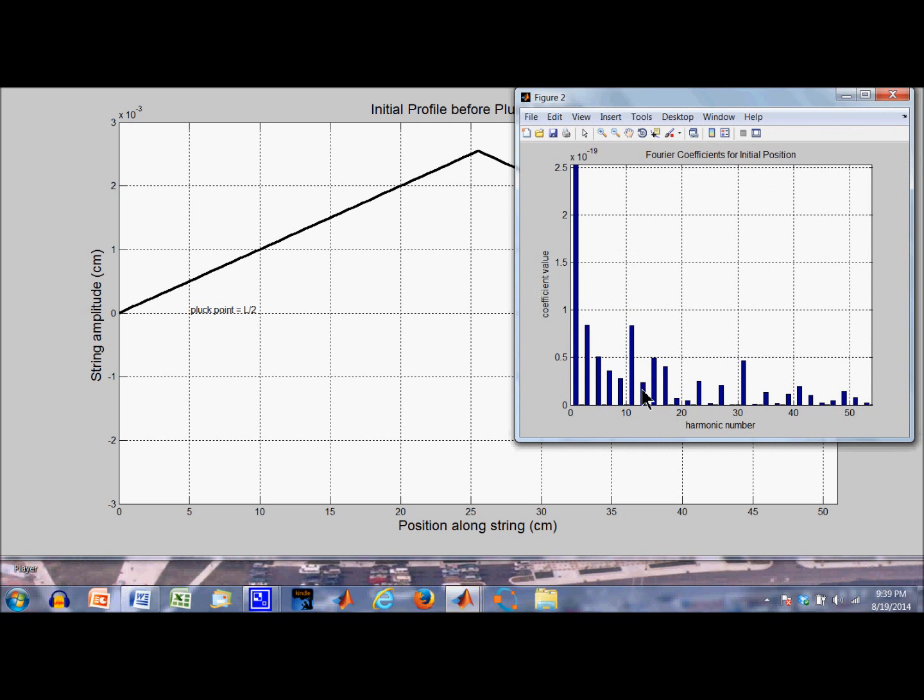Once again, we have to make this solution the way I chose to do it. You have to make an approximation of the initial position Fourier-wise, and here are the coefficients in the approximation. You can see all of the even harmonics are zero because this is a symmetric initial profile. So we're not going to see any strength at the even harmonics in the final result. Okay, let's start the simulation.